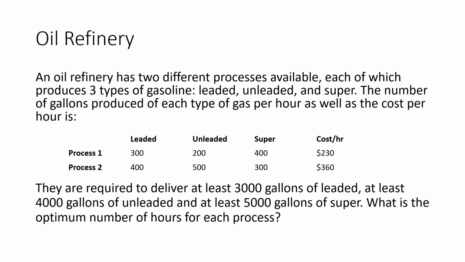An oil refinery, another example here. So you have two different processes available, each of which produces three types of gasoline. You have the number of gallons produced per hour as well as the cost per hour. There are requirements to deliver certain amounts. What is the optimum number of hours for each process? So what you're trying to optimize here is, you'll be trying to minimize the overall cost of the operation to deliver what you need.